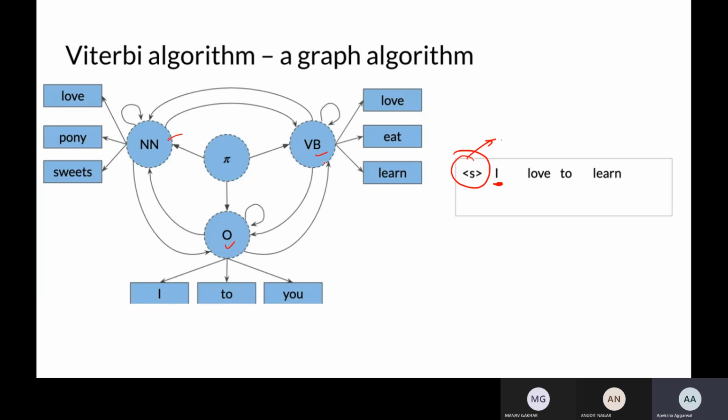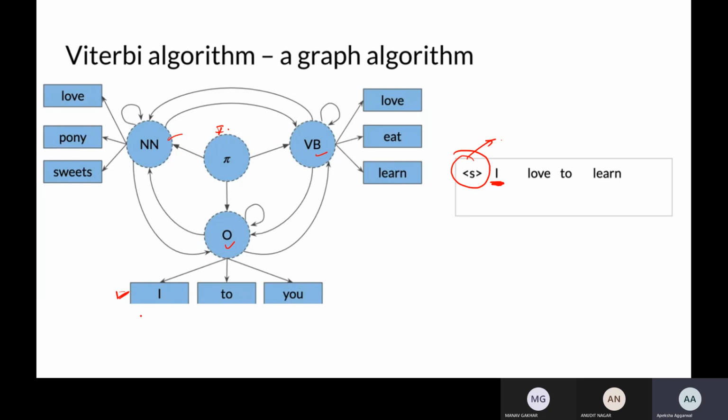The sentence was "I love to learn." So I have to check where the word I is appearing among all these words. I is appearing over here. So first, the probability of occurrence of this word I: I was on the initial state pi. This was my initial state. And what are the chances that I transit from this pi to other, and what are the chances that in other, I is appearing?